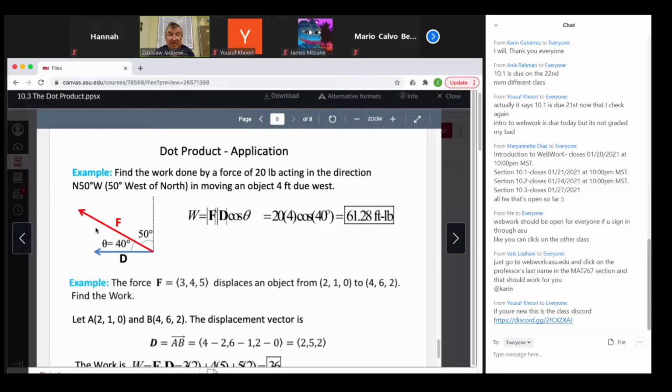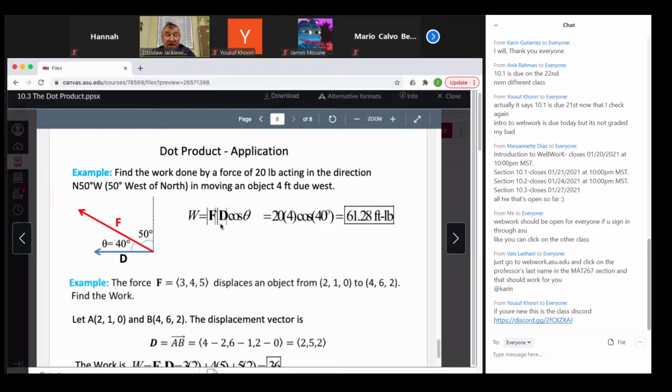So that's the first thing. When we compute the work, of course it will be positive because the force is pointing in the same direction as the movement. If the force would be like this, the work would be negative. Well, here kind of they are using this.